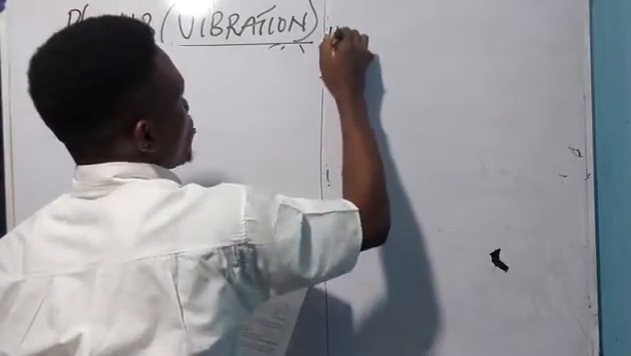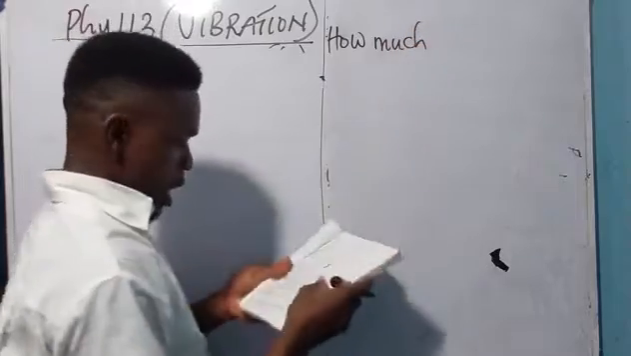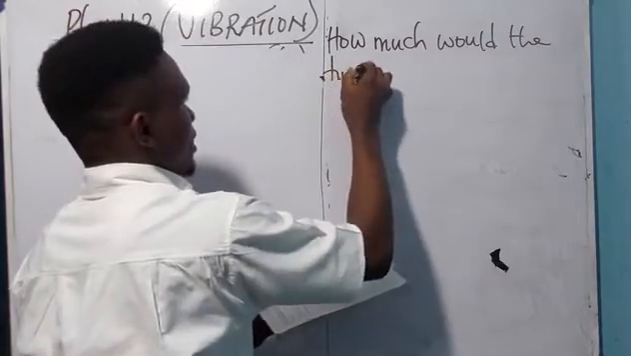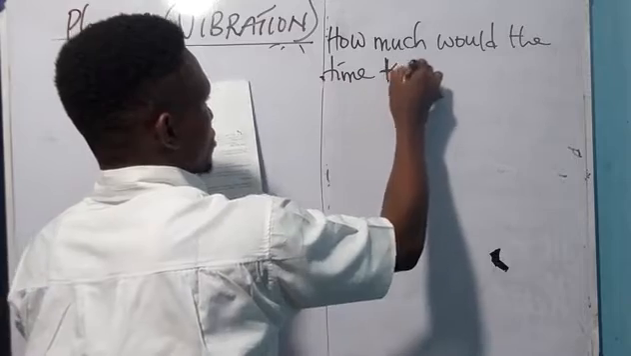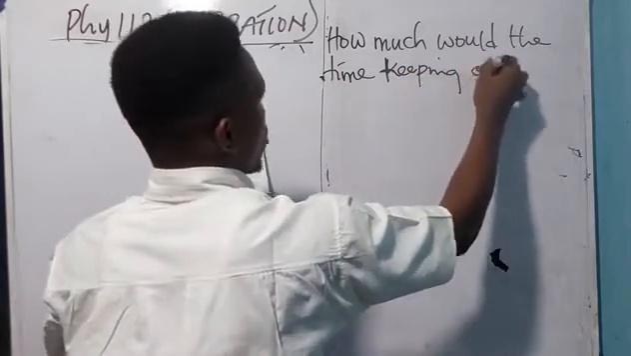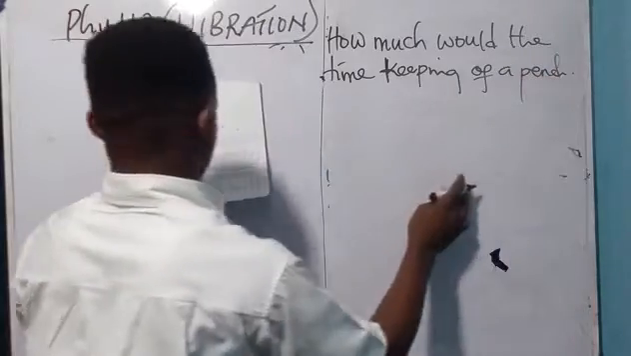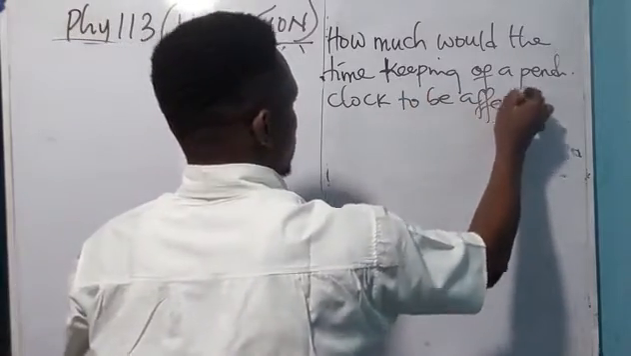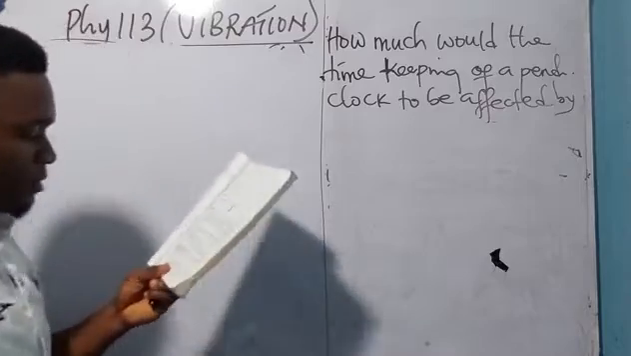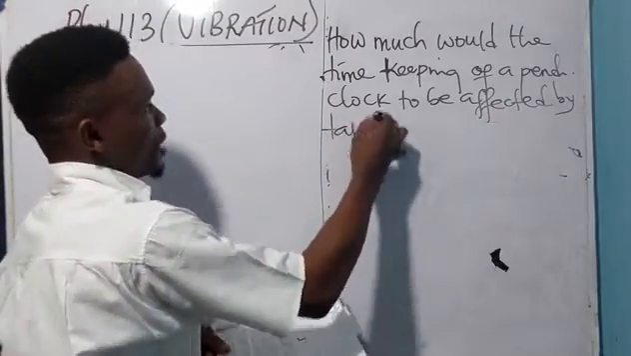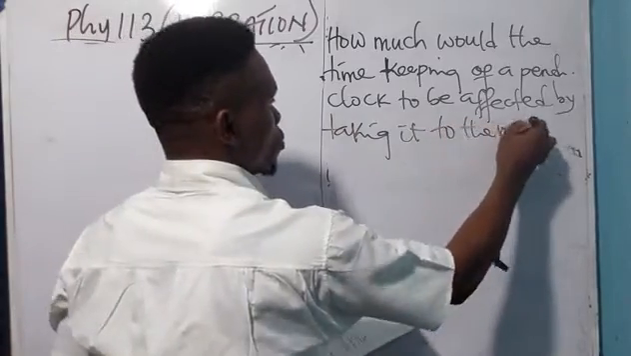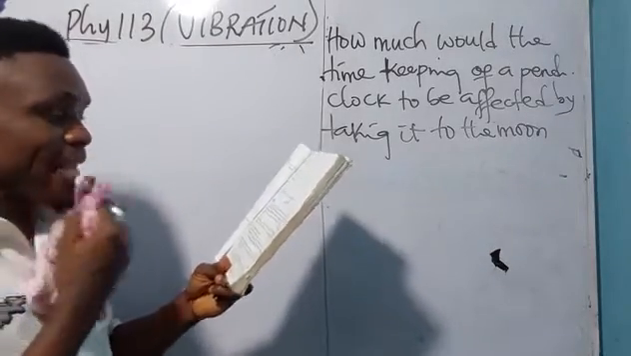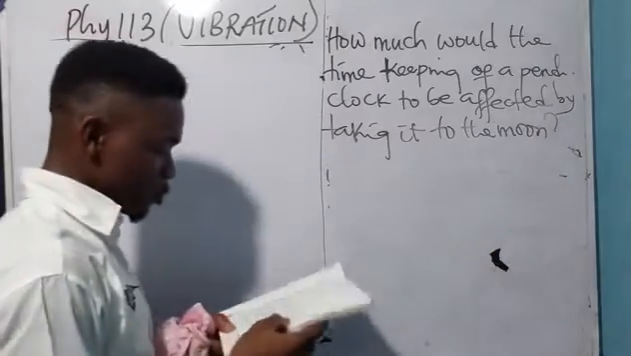So the question says, how much would the timekeeping of a pendulum clock be affected by taking it to the moon, guys? Question mark. How much to the moon?